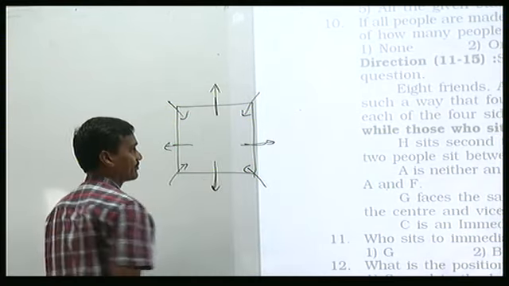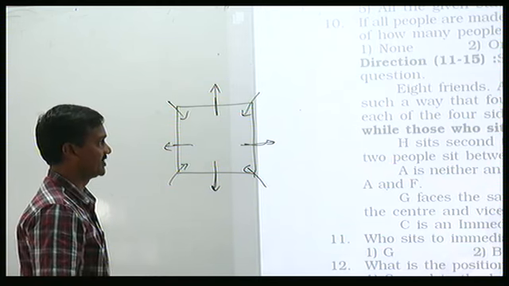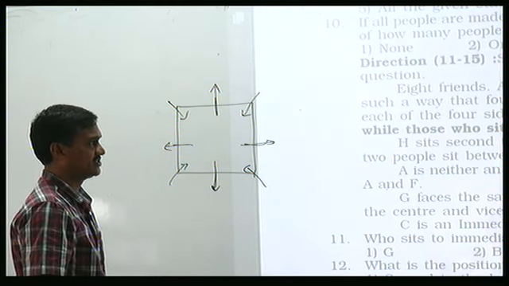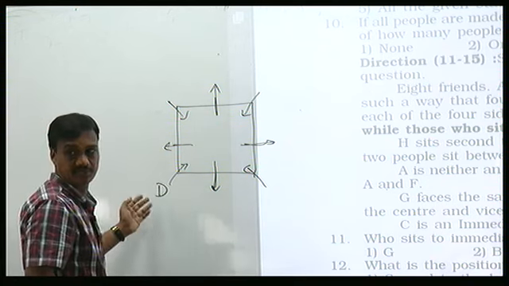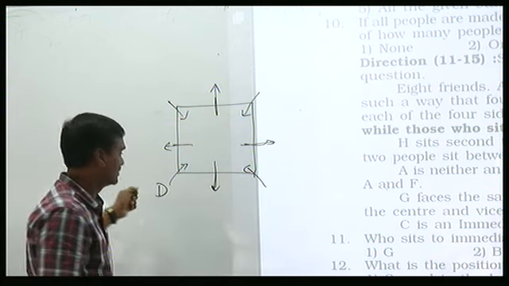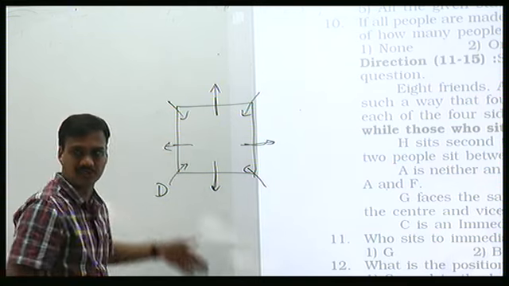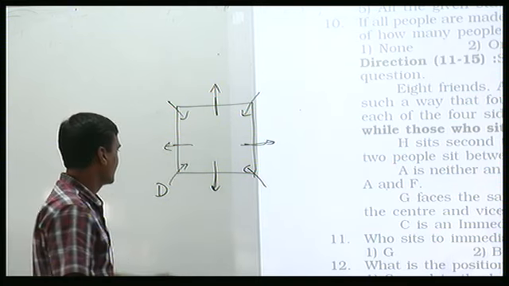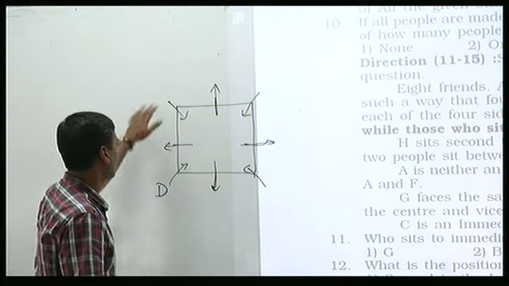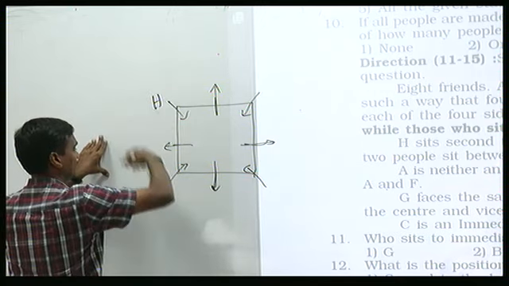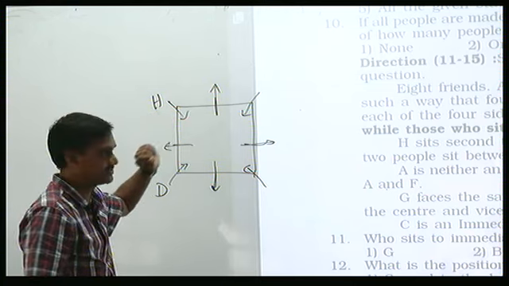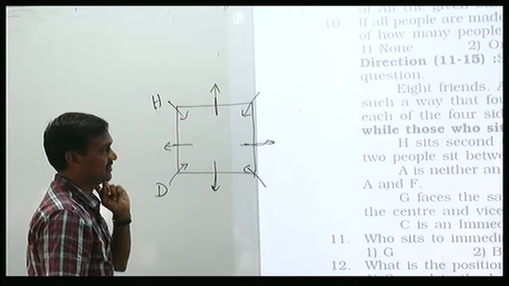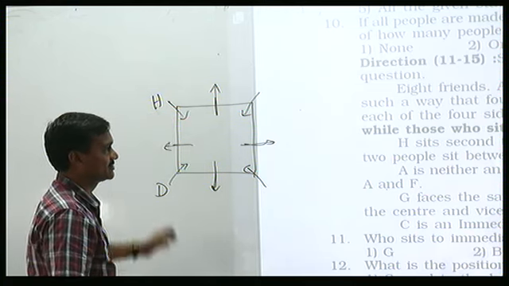And H sits second to the left of D. D sits at one of the corners of the table. As D sits at one of the corners, now I am fixing D at this place. The person seated at the corner is facing the center. Then H sits second to the left of D. Because this person is facing the center, left is clockwise.